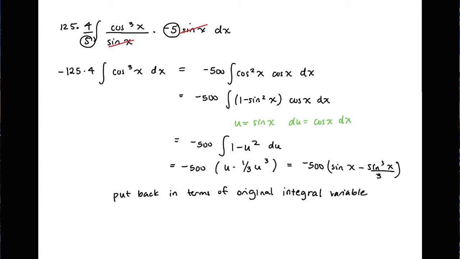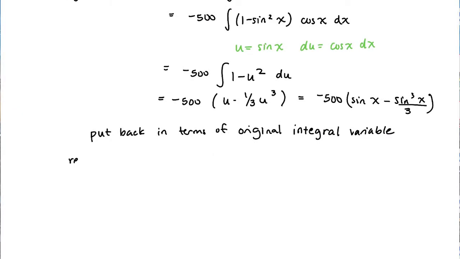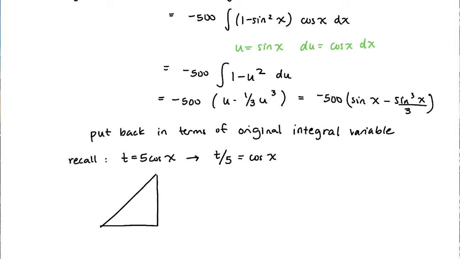Okay, so this is undoing our substitution. If we let t equal 5 cosine x, that means that t over 5 is equal to cosine x. Okay, so that gives me something that I can look at with a triangle, right? I need to figure out how to rewrite what sine x would be equal to.